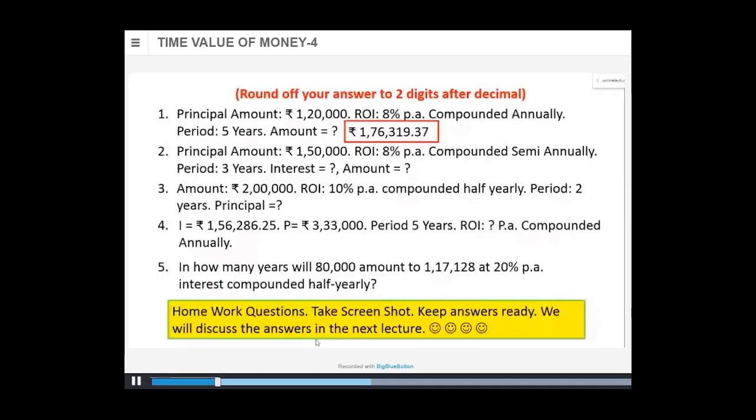Second. Answer of the second one. The 2 things asked. Interest is 39,797.85, I got. Yeah. And then you add that to your principal 1,50,000 plus 39,797.85. In fact, you will get A first, that is 1,89,797.85 first. And from that you subtract 1,50,000. You get that interest.